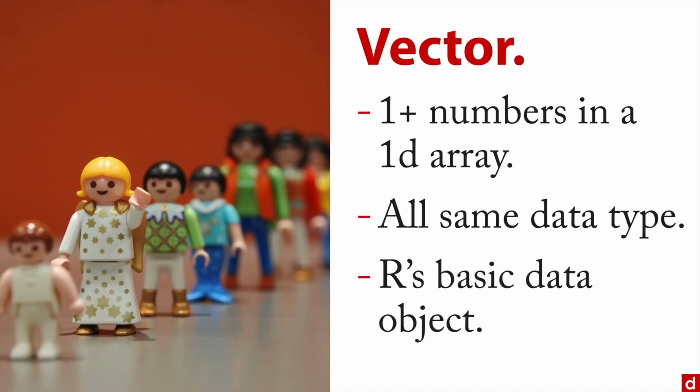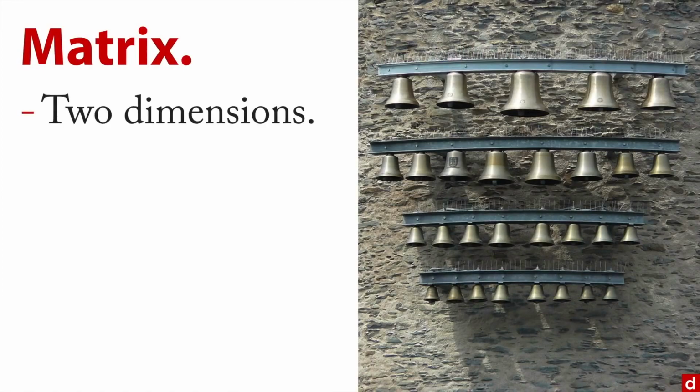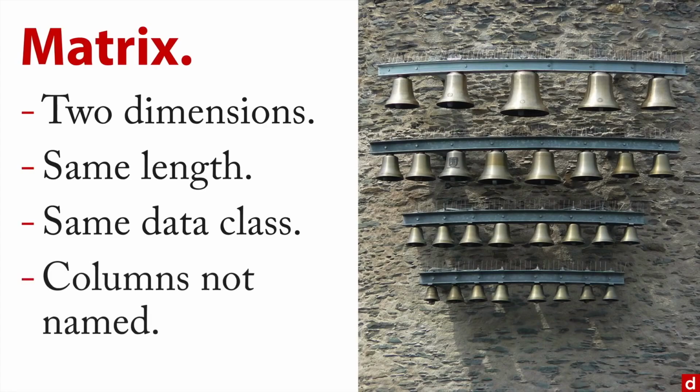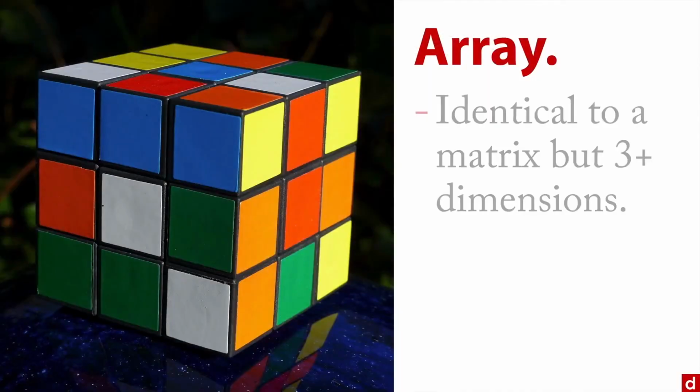Going one step up from this is a matrix. A matrix has rows and columns. It's two-dimensional data. On the other hand, they all need to be of the same length. The columns all need to be the same length, and all the data needs to be of the same class. Interestingly, the columns are not named. They're referred to by index numbers, which can make them a little weird to work with. And then you can step up from that into an array. This is identical to a matrix, but it's for 3 or more dimensions.